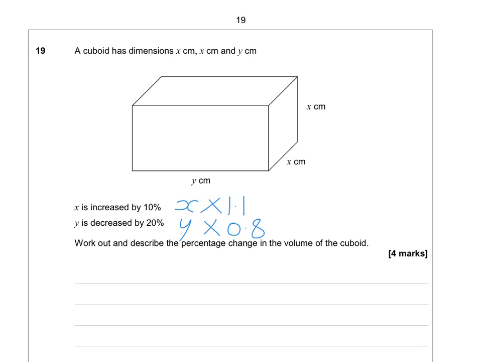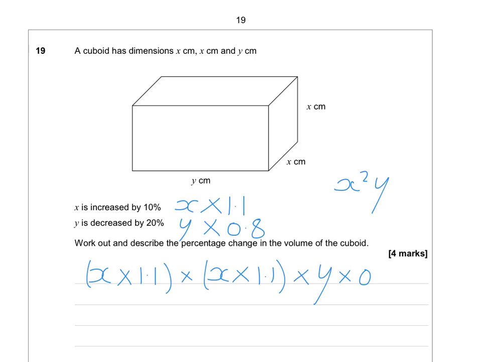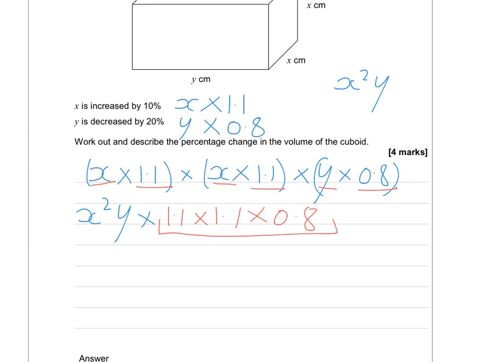So, the current volume of the cuboid is x squared y. The new volume will be x multiplied by 1.1 multiplied by x multiplied by 1.1 multiplied by y multiplied by 0.8, as these are the new dimensions. Which of course is x squared y, the original volume, multiplied by a multiplier of 1.1 times 1.1 times 0.8. So we have to work out this product, 1.1 multiplied by 1.1 multiplied by 0.8.